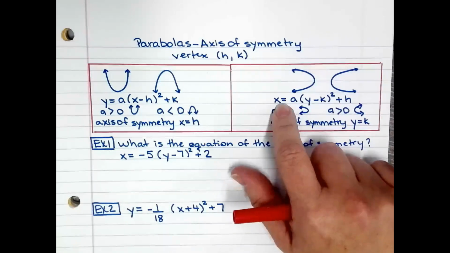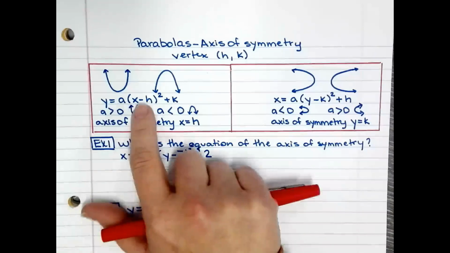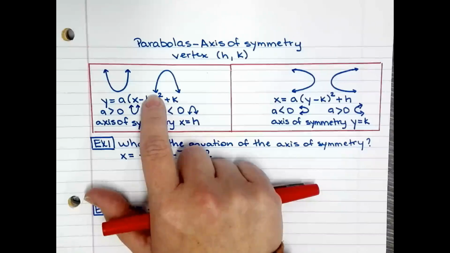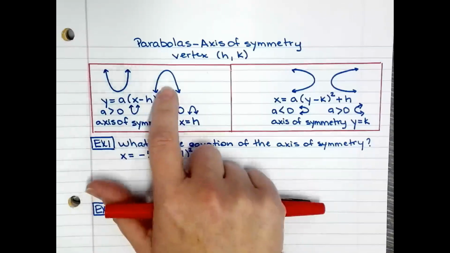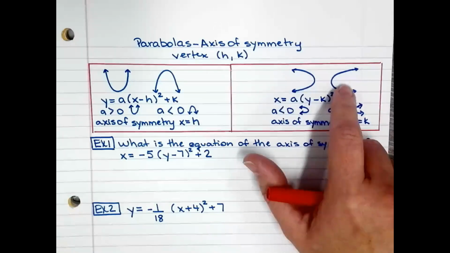be x equals. One thing that you can do to remember is if you have x squared, that means your parabola is going to open up or down. And if you have y squared, your parabola is going to open left or right.